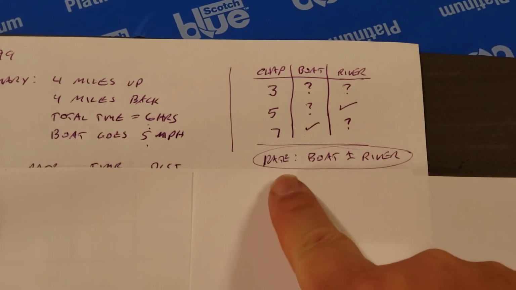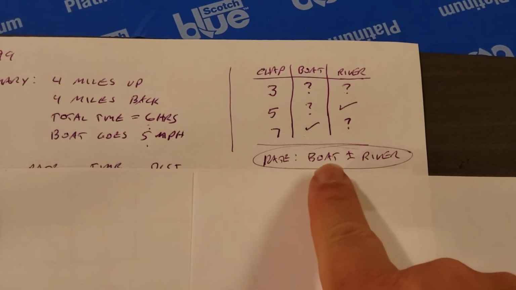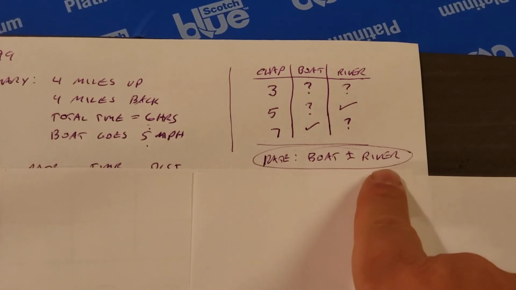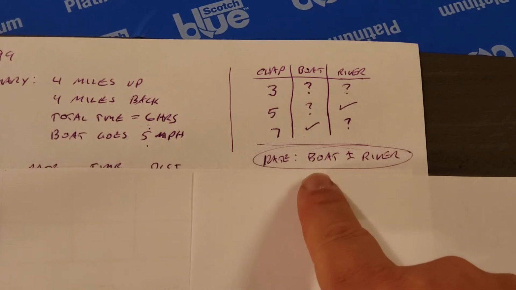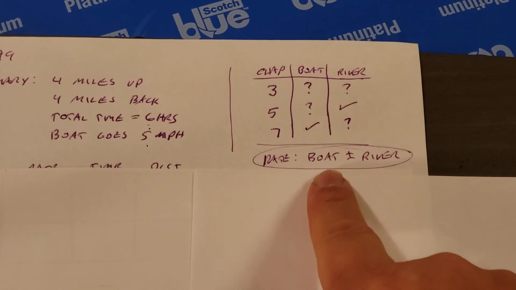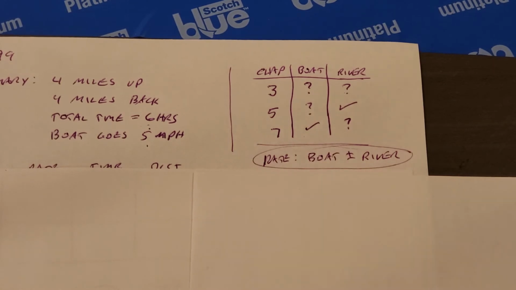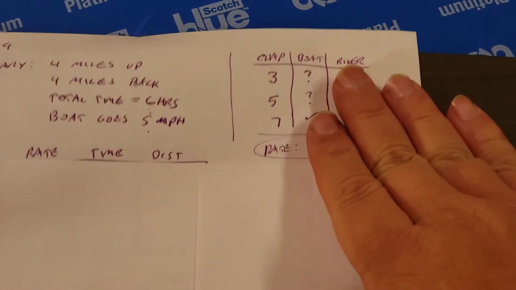The rate is always the boat plus and minus the river. And you've got to remember that. It's always the boat, because the boat's the faster one, so you want to take the boat and subtract the river speed. In none of the word problems we have here does the river go so fast that the boat's going backwards. So the boat's always the faster speed.